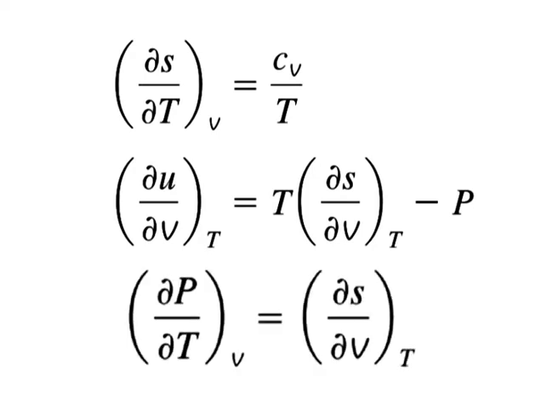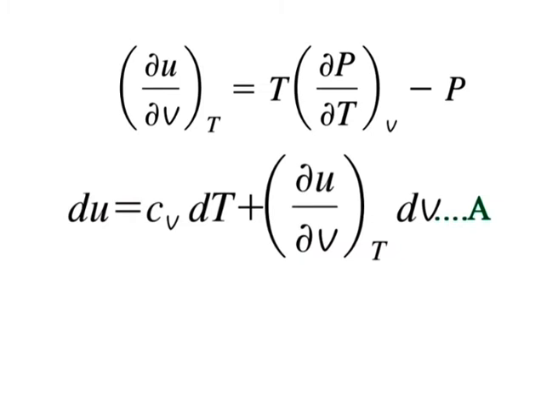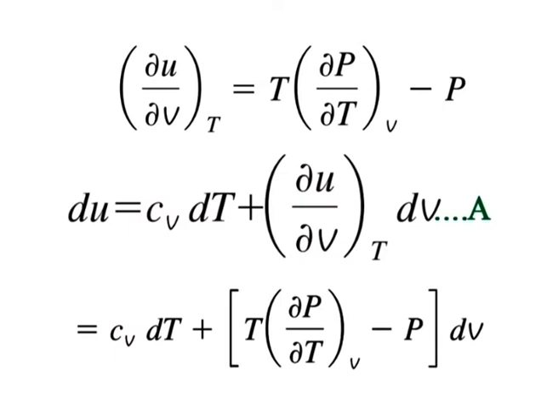Using the third Maxwell relation, we get partial derivative of U with respect to V keeping T constant is equal to T into partial derivative of P with respect to T keeping V constant minus P. Substituting this into equation A, we obtain the desired relation for dU as dU is equal to Cv into dT plus T into partial derivative of P with respect to T keeping V constant minus P into dV.